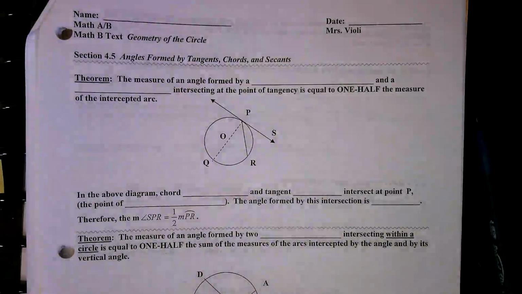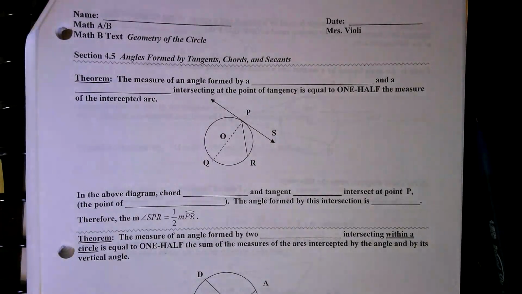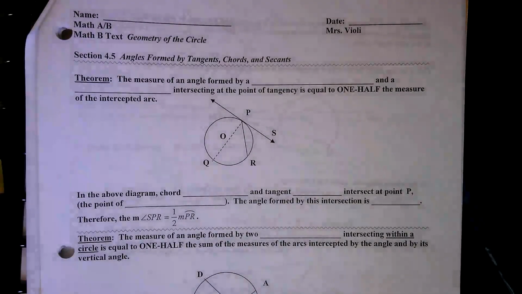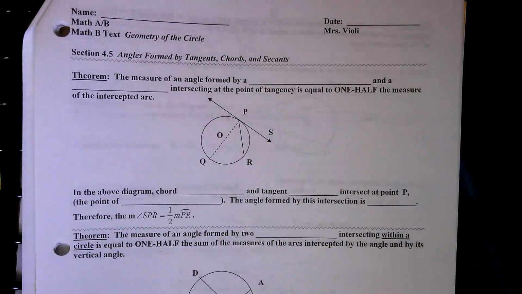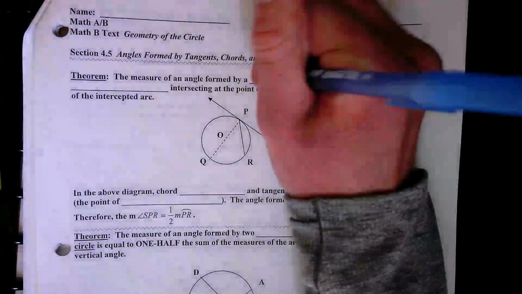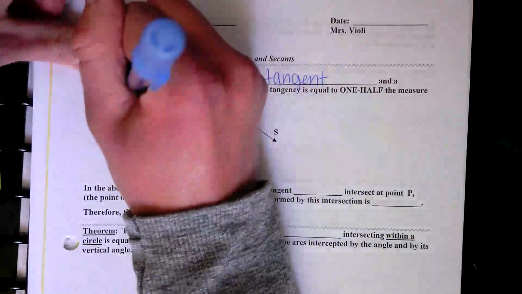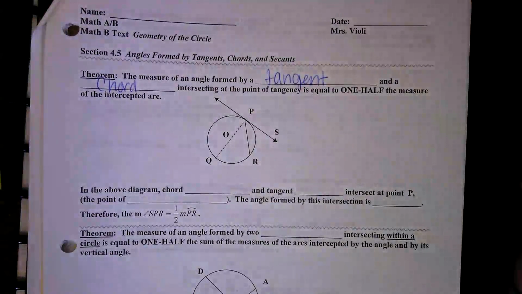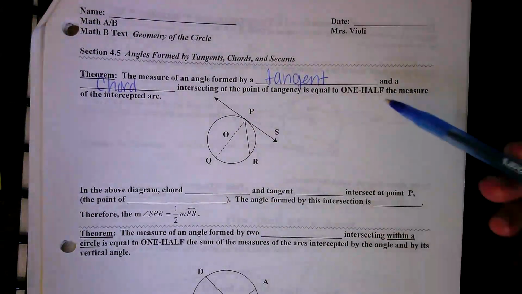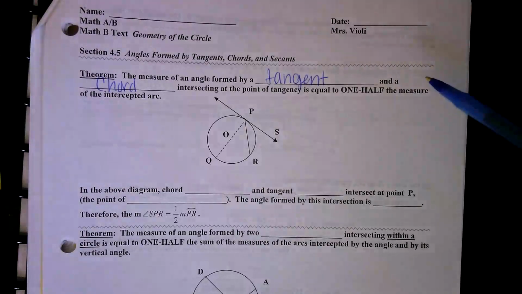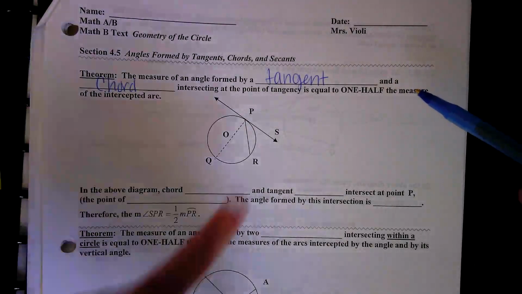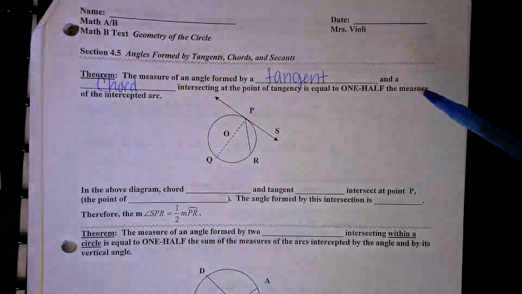All right, so now we're talking about the angles formed by tangents, chords, and secants. Our first part is: the measure of an angle formed by a tangent and a chord intersecting at the point of tangency is equal to 1/2 the measure of the intercepted arc. So let's look at this diagram.